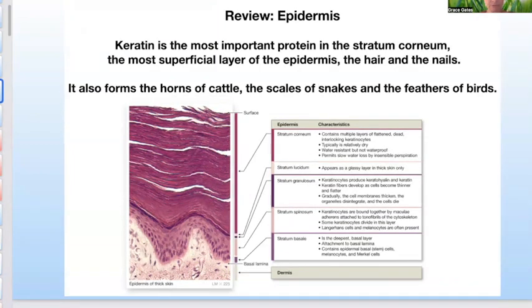And just to remind you also, keratin is the most important protein in the stratum corneum. It is that strong, tough, coiled protein that is found in the epidermis, the hair, and the nails of humans, and also forms the horns of cattle, the scales of snakes, and the feathers of birds. So that's kind of interesting.